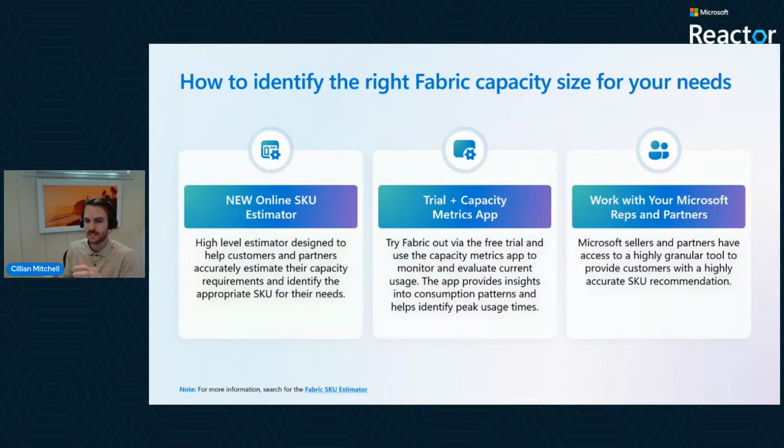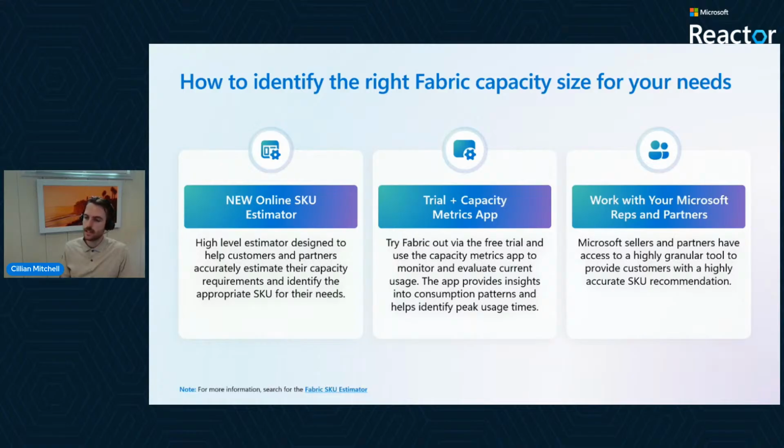You just plug in some of the workloads you're going to use and the scale at which you expect to use them, and then it will provide a pretty good estimate of what SKU you should consider using based on your requirements. Another way to test it out would be to use the Fabric free trial, and then you can use the Capacity Metrics app to monitor and evaluate your usage. And if you're able to replicate the usage you think you'll run on your trial, it's probably the most accurate way to understand what kind of SKU you might need.